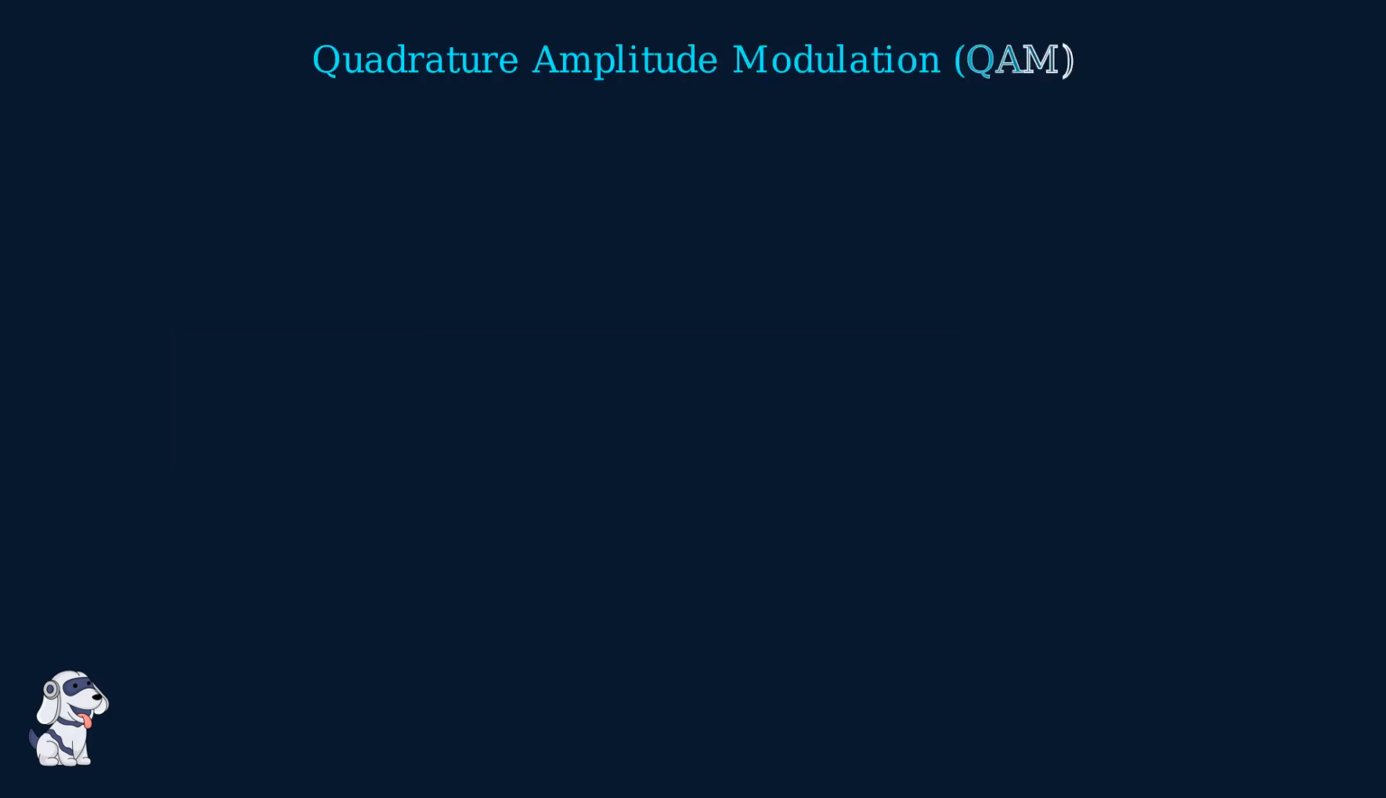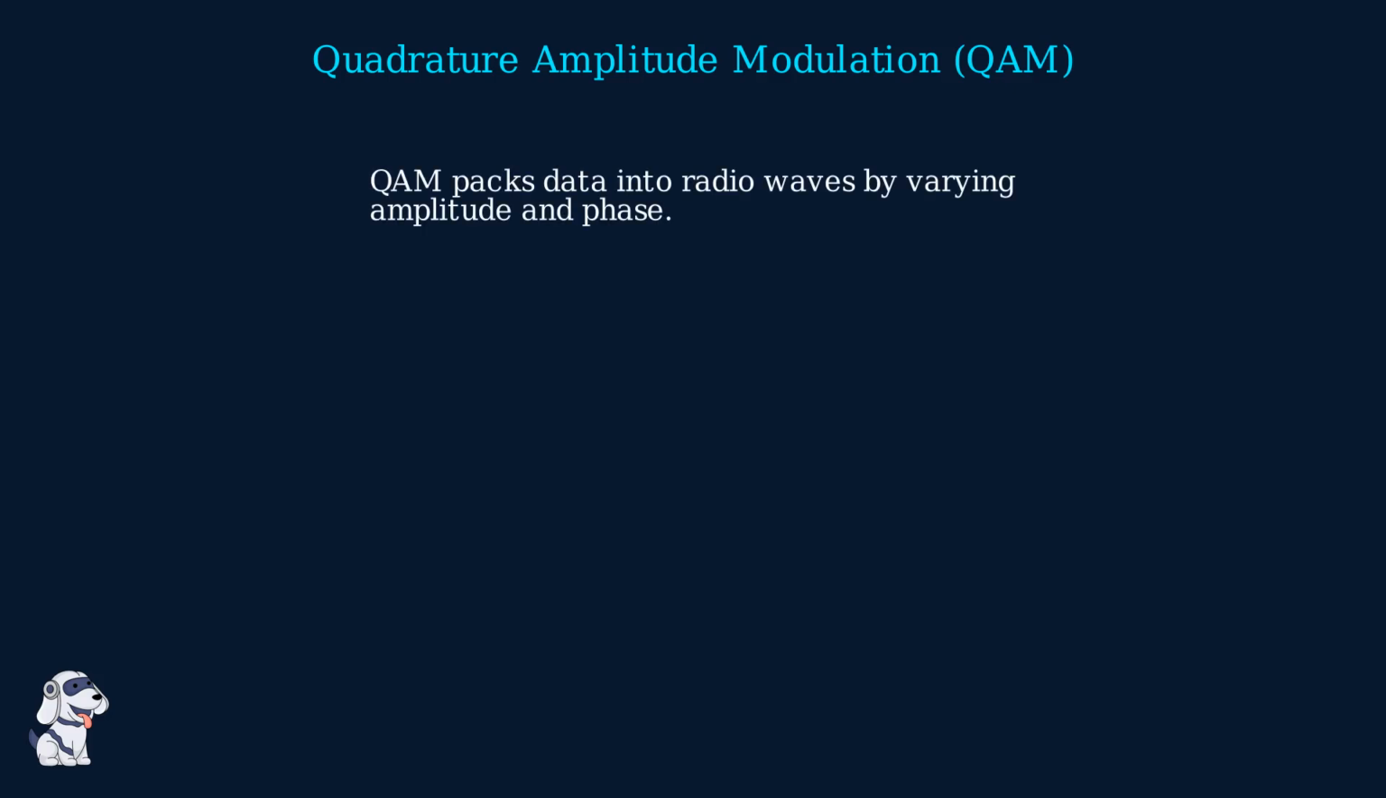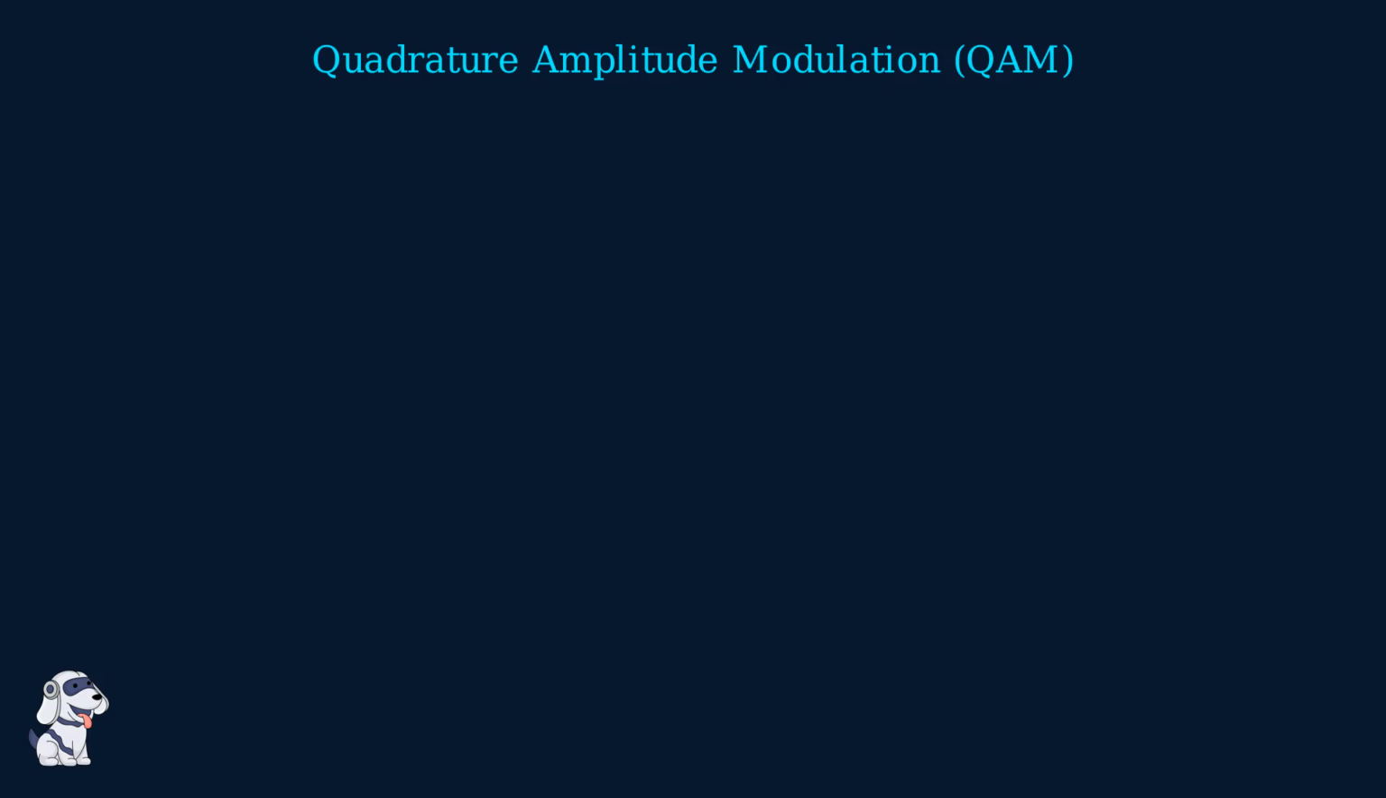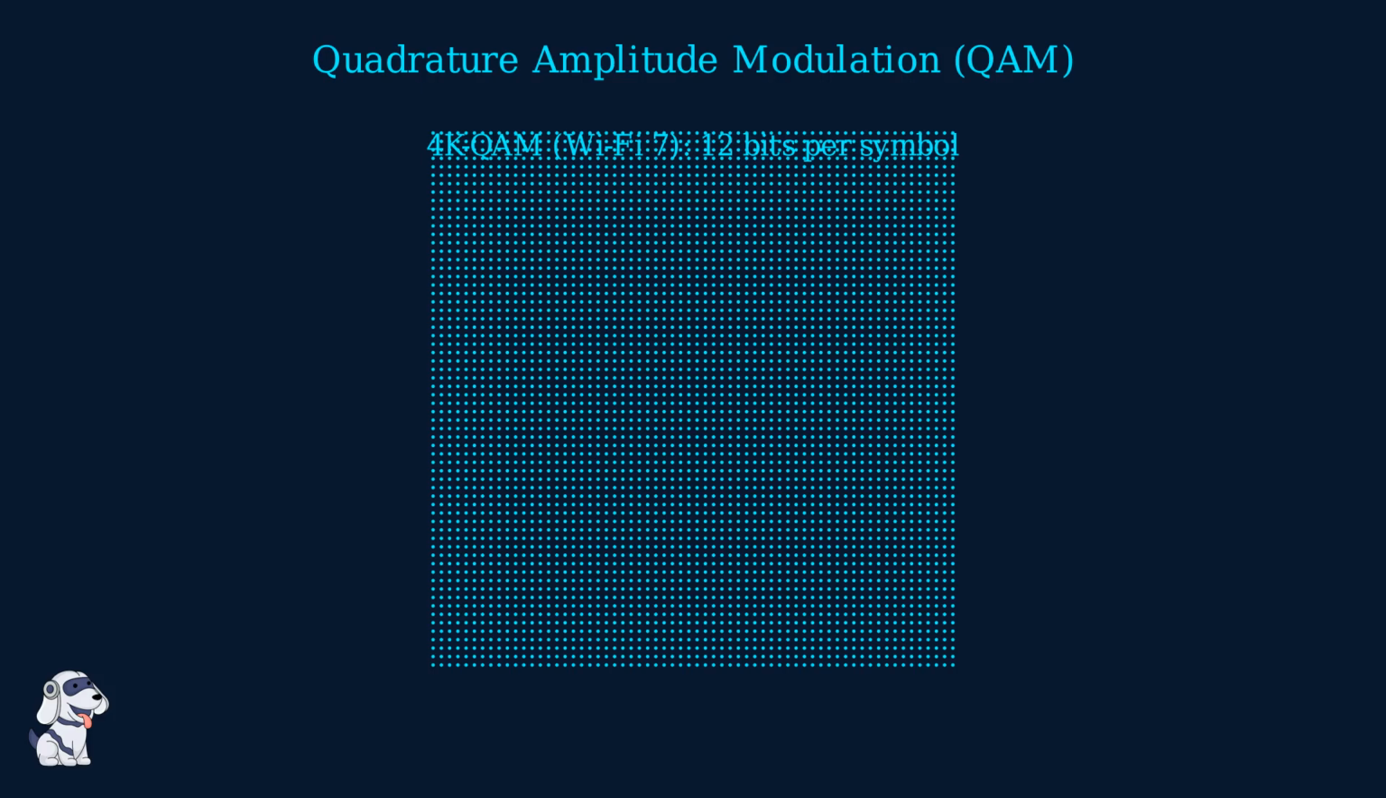Quadrature amplitude modulation, or QAM, is the secret to packing more data into every radio wave. It works by manipulating both the amplitude and the phase of a signal simultaneously. Think of QAM as a grid of coordinates. Each dot represents a specific combination of amplitude and phase that corresponds to a binary pattern. As we move to 4K QAM, used in modern Wi-Fi 7, we pack a much denser grid. This allows the system to represent 12 bits of data in a single symbol, dramatically increasing the total throughput. By packing more data into every wave, Wi-Fi 7 achieves speeds previously impossible, turning our wireless channels into high-capacity digital highways.